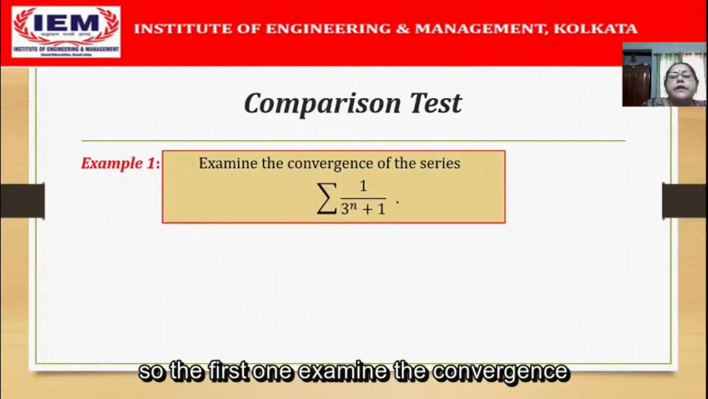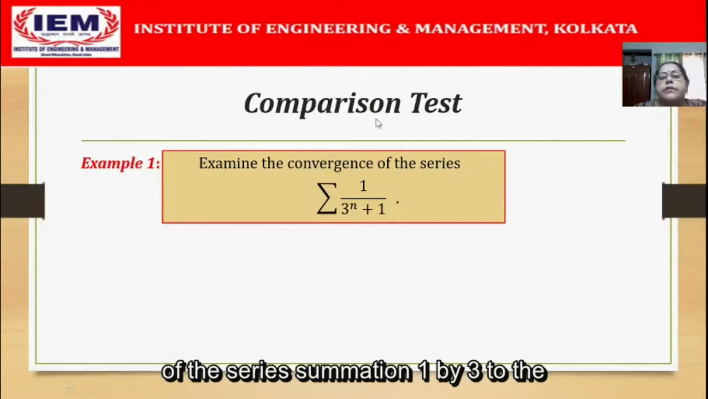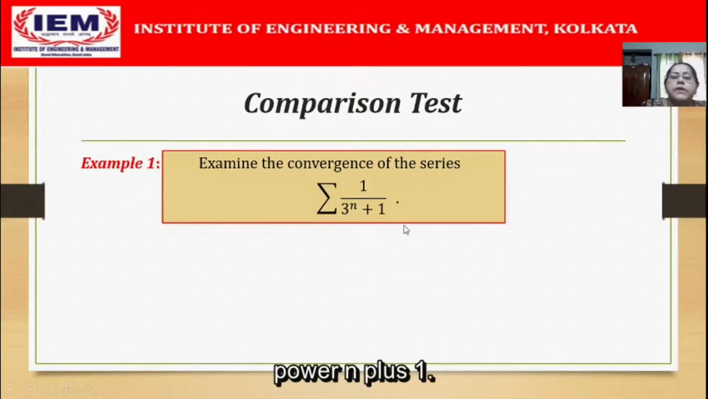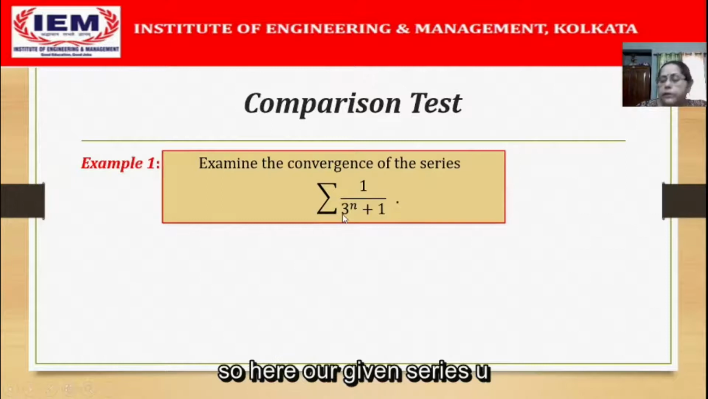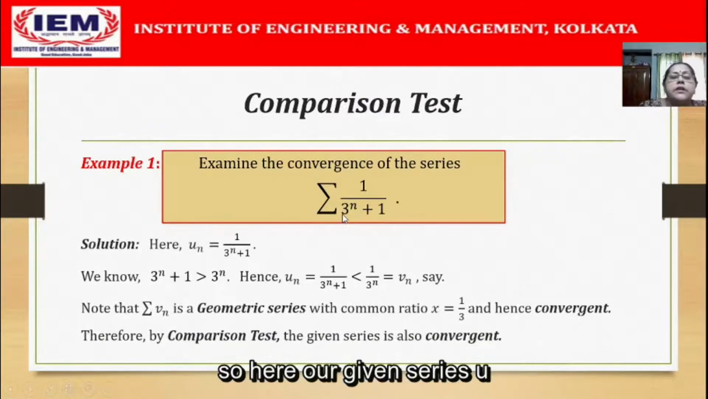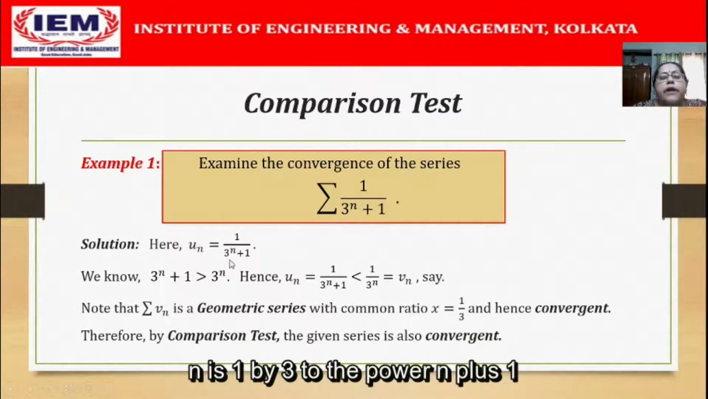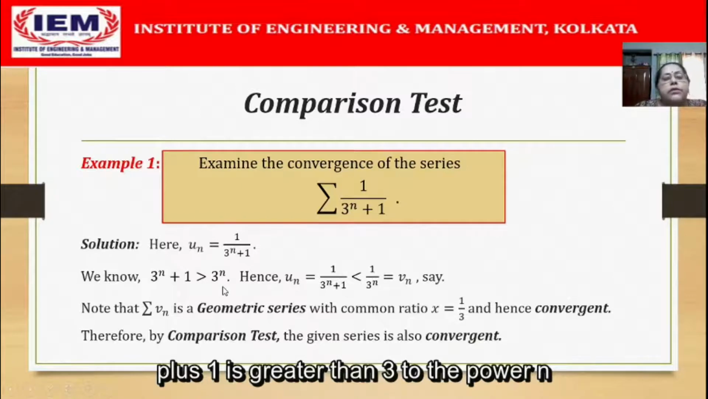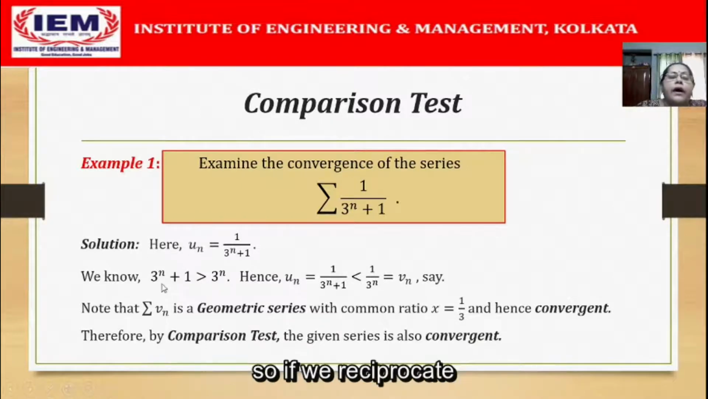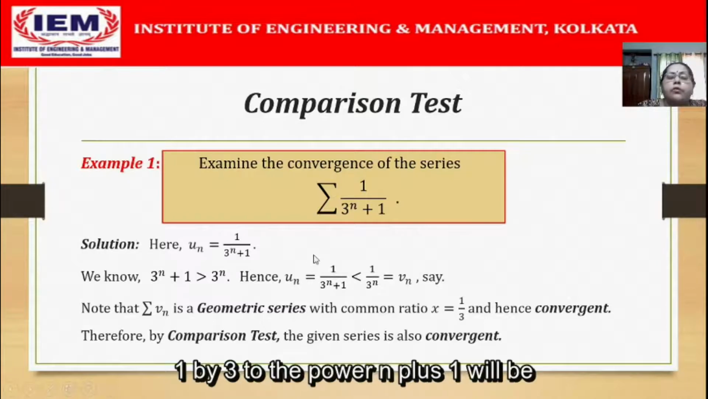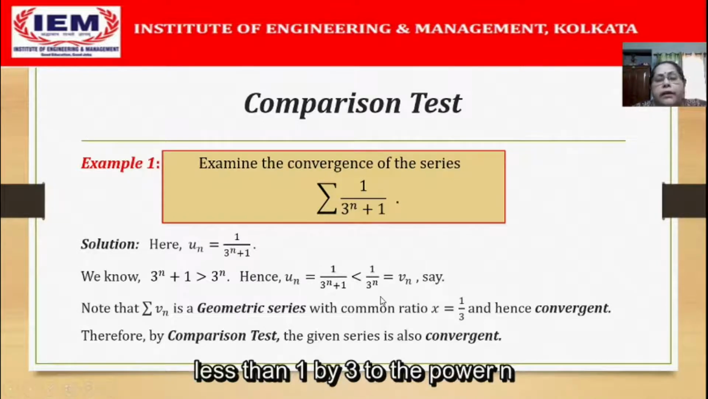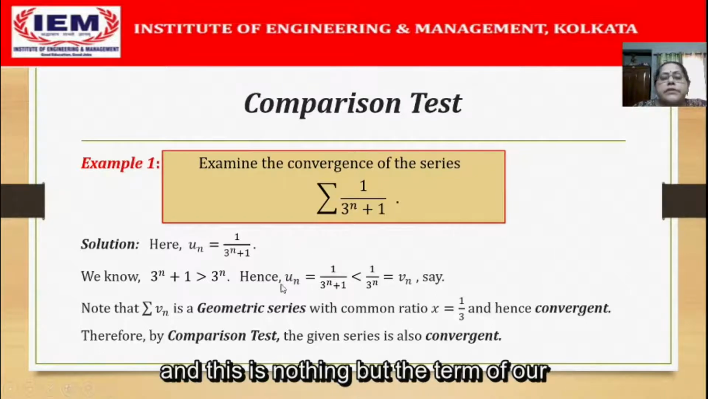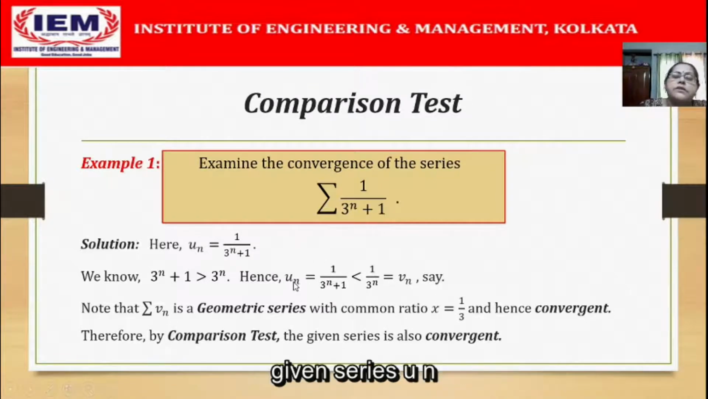So the first one: examine the convergence of the series summation 1 by 3 to the power n plus 1. Here our given series u_n is 1 by 3 to the power n plus 1. Now it's obvious that 3 to the power n plus 1 is greater than 3 to the power n. So if we reciprocate, 1 by 3 to the power n plus 1 will be less than 1 by 3 to the power n.